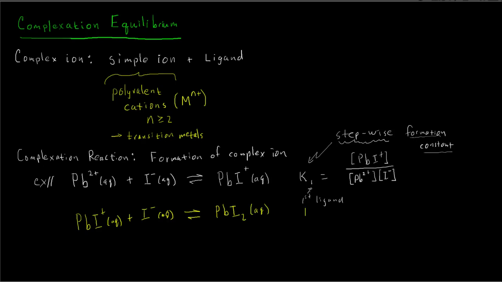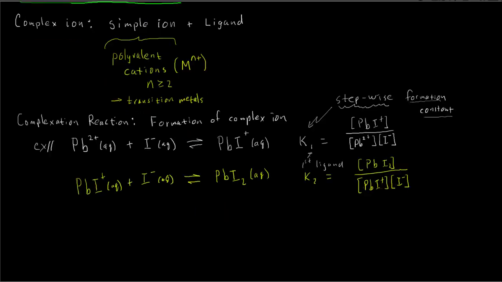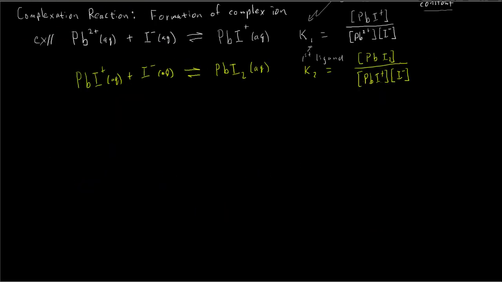This is going to have a K2 for adding the second ligand on. We would write the stepwise formation constant the same way, products over reactants: the concentration of PbI2 over the concentration of the reactants. Our reactants now are PbI plus, so we need to know the concentration of PbI plus, and we multiply that by the concentration of I minus. That would be our K2 stepwise formation constant. We can also write a different kind of formation constant, and we call these cumulative formation constants.